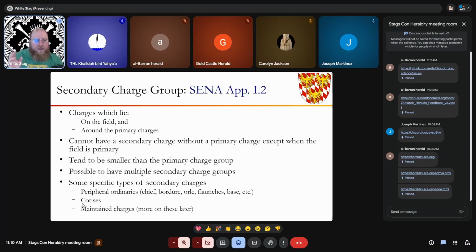Some specific examples: all peripheral ordinaries, chiefs, borders, orals, flaunches, bases, points pointed, gores, cantons, those are all secondary charge groups. Cotises, which are parallel lines that parallel ordinaries, specifically central ordinaries, so primary charges, those are secondary charges. We'll talk about maintained charges later. We'll talk about held charges, but maintained charges are always secondary.